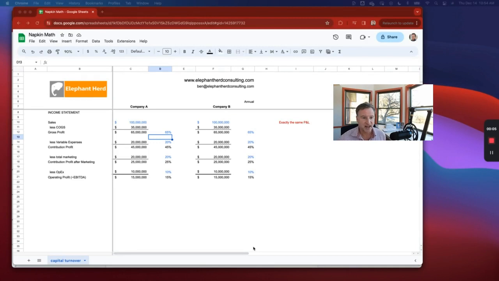elephantherdconsulting.com. And today I want to talk about the importance of capital efficiency and inventory turnover. Now, if you're struggling to get to the next level, if your brand has plateaued, maybe you're having trouble generating enough capital, you're borrowing a lot, maybe you even need to borrow more, or you think you need to raise more, an area to look at is improving your capital efficiency and specifically your inventory turnover.